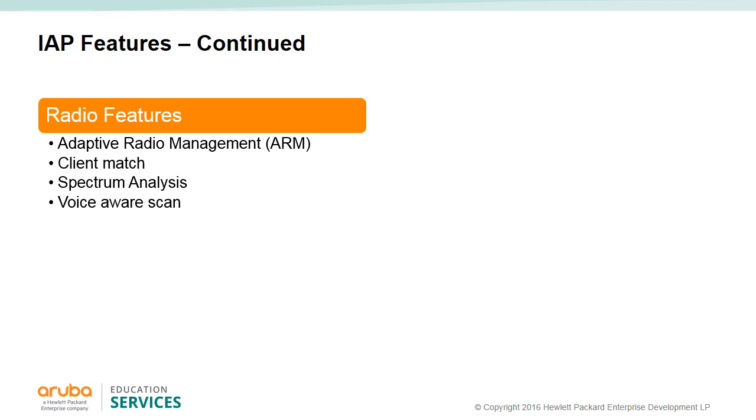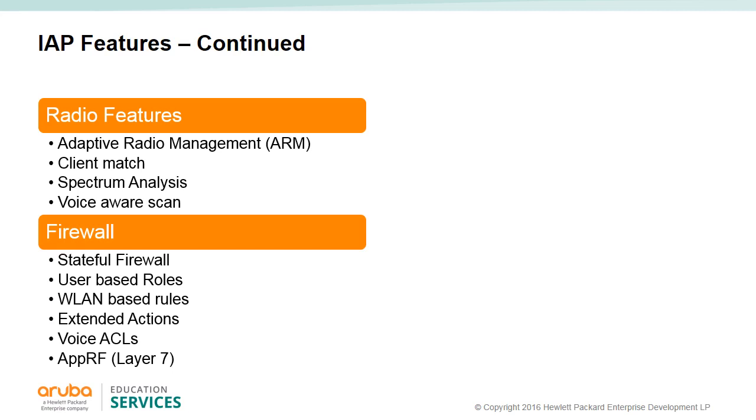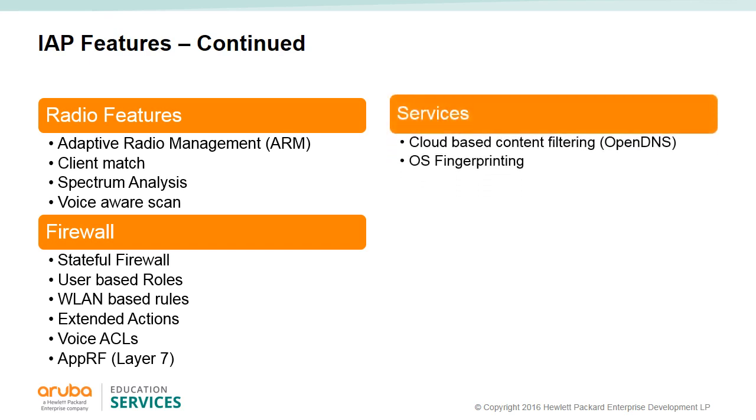For troubleshooting, APs can be used as spectrum monitors. There are also special features like voice-aware scanning. The IAPs also support a stateful role-based firewall. Roles have extended actions, such as logging or blacklisting. There are predefined voice policies for various types of voice protocols. AppRF is Aruba's Layer 7 firewall capability. The IAP also offers content filtering with a subscription to OpenDNS. Aruba Instant also has the OS fingerprinting feature that gathers information about each client connected to the wireless LAN.